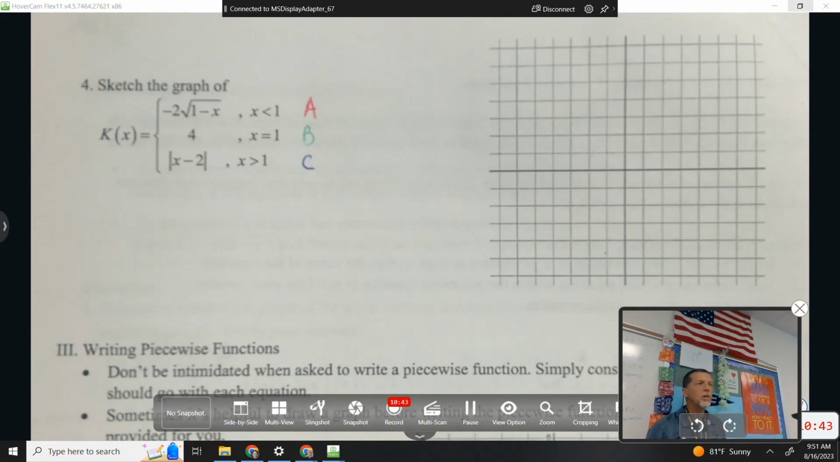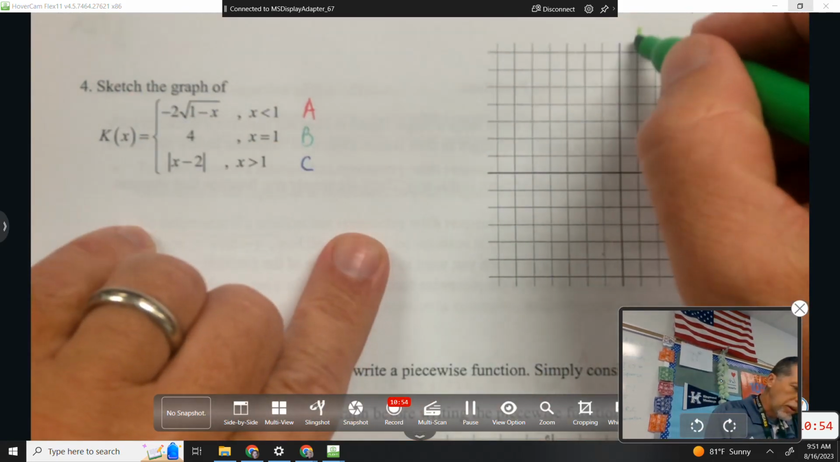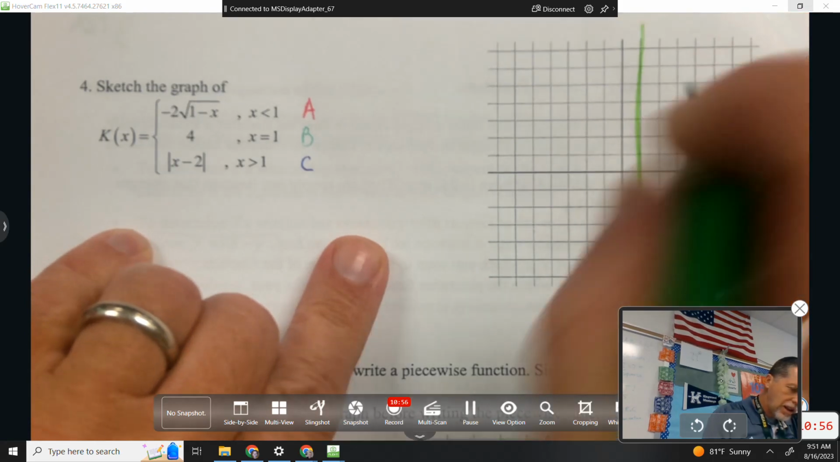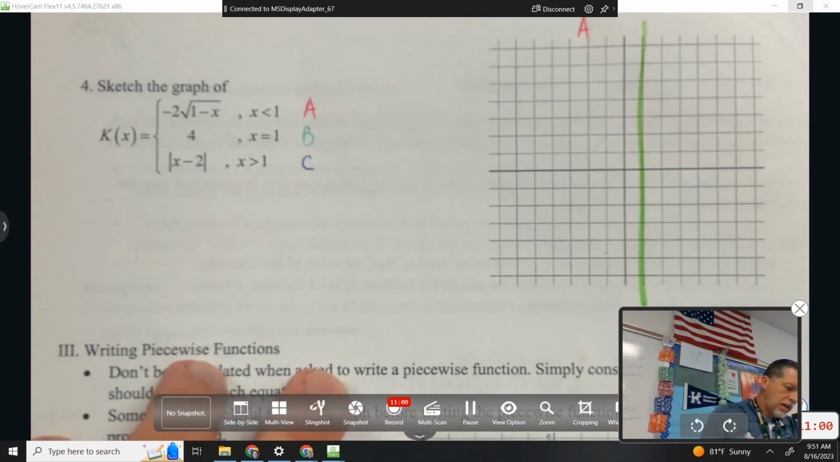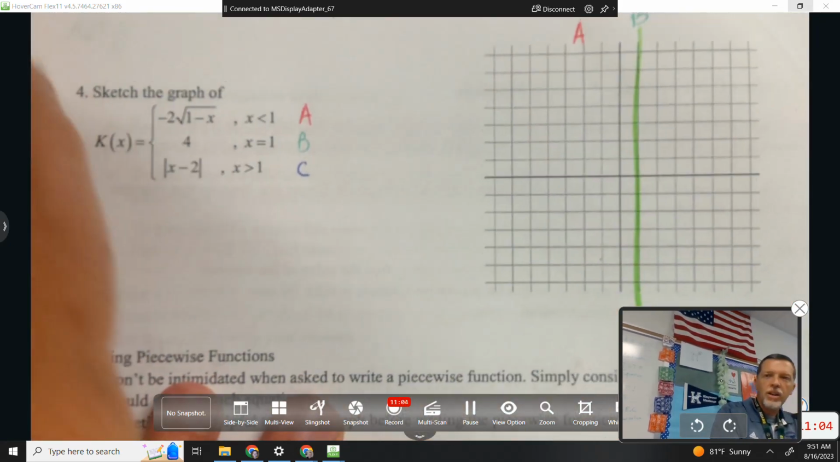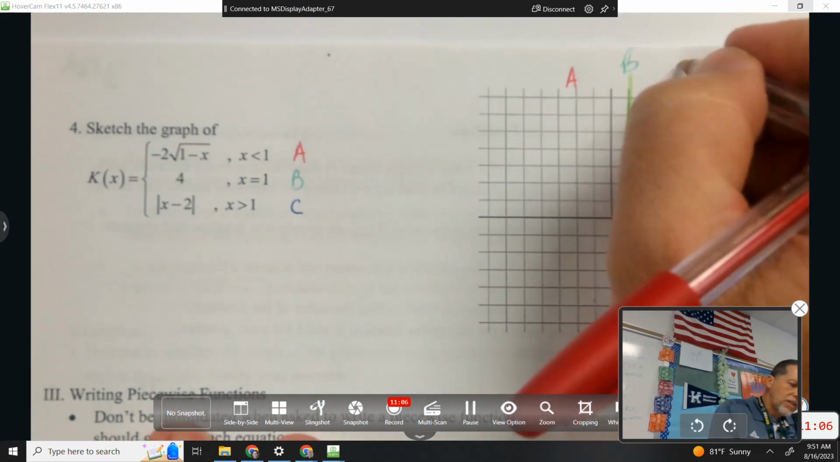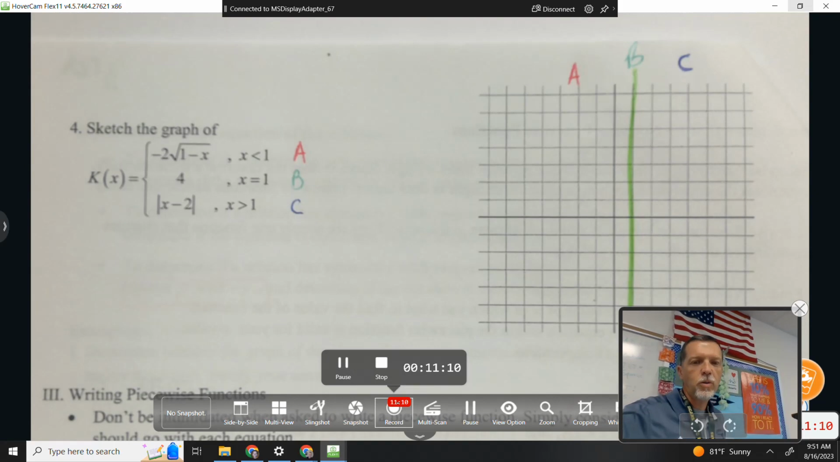Yeah, only at 1. Because less than 1, you're graphing A. At 1, you're graphing B. And then greater than 1, you're graphing C. So if I'm doing this problem, I'm going to build a wall at 1. And then label things ahead of time. Graph A is on the left. Graph B is on the wall. And graph C is on the right of the wall. So I'm going to press pause and let you finish that graph. And then we'll check and see.